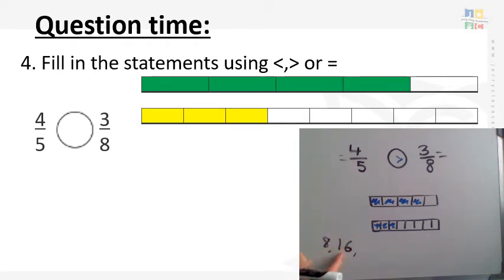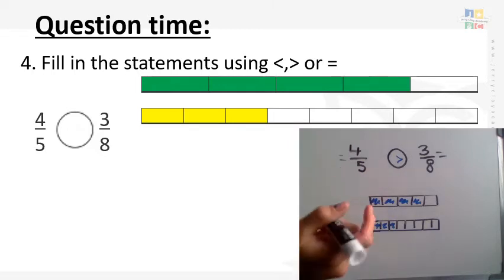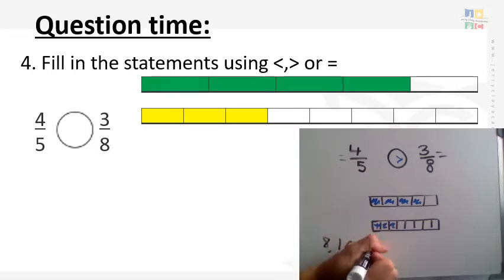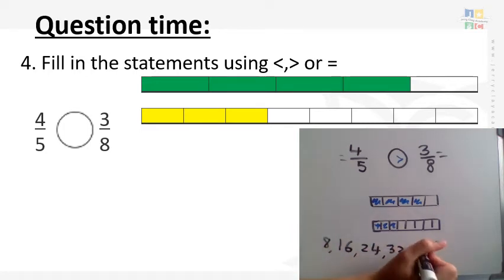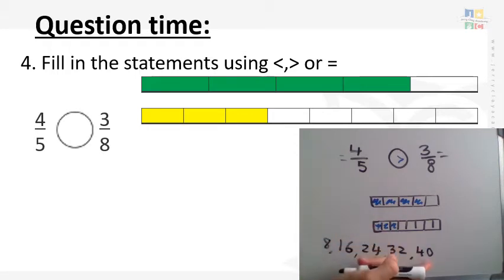No, it doesn't, because it doesn't finish in a 5 or a 0. 8, 16, 24. 5 doesn't go into 24. 8, 16, 24, 32. Does 5 go into 32? No, it doesn't. Remember, this is just my 8 times table. 32, 40. Does 5 go into 40? Yes, it does, because it ends in a 0 or a 5.